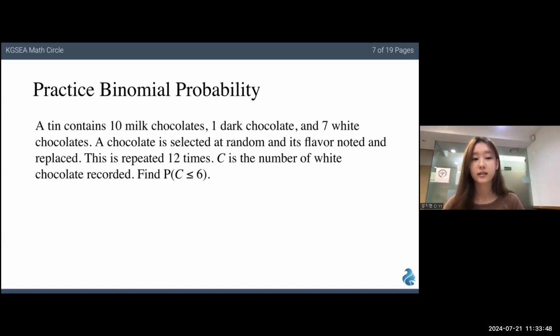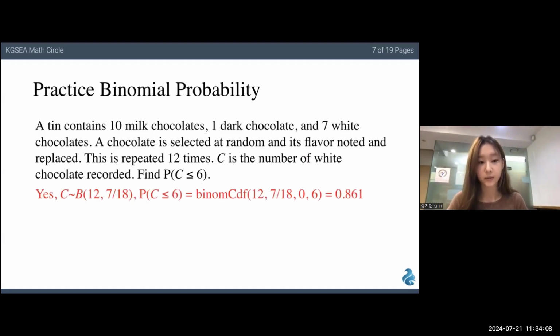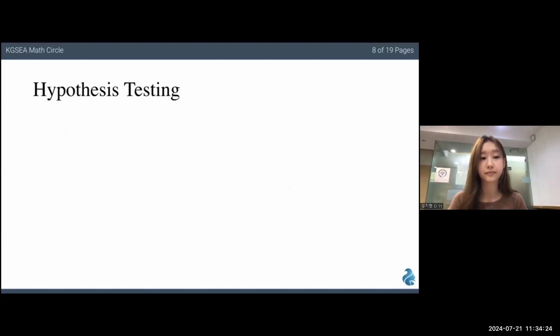Another question, a tin contains 10 milk chocolates, 1 dark chocolate, and 7 white chocolates. A chocolate is selected at random and its flavor noted and replaced. This is repeated 12 times, and C is the number of white chocolate recorded. Find probability where C is less than or equal to 6. In this case, you can use binomial probability, and you will be using binom CDF with 12 number of trials, probability of 7/18, because 18 is the total number of chocolates in the tin, 0 being the minimum and 6 being the max, with the answer 0.861.